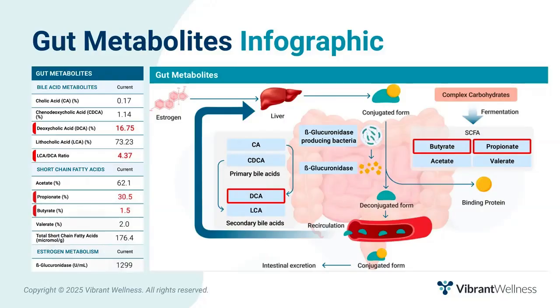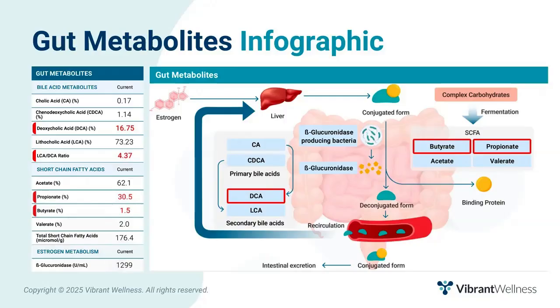A real-world example of this is estrogen dominance. Sometimes a patient isn't making too much estrogen. Instead, they simply can't get rid of their estrogen because overgrowth of beta-glucuronidase-producing bacteria is obstructing their detoxification pathway.